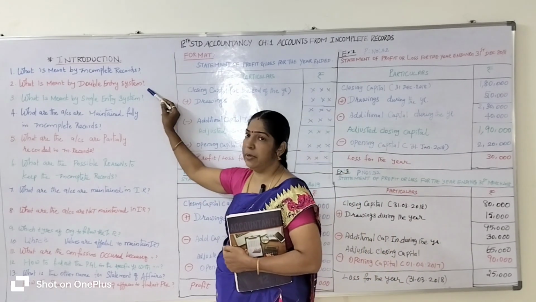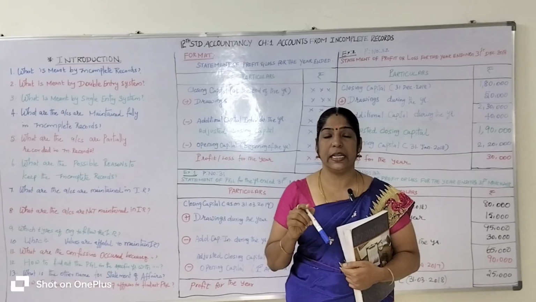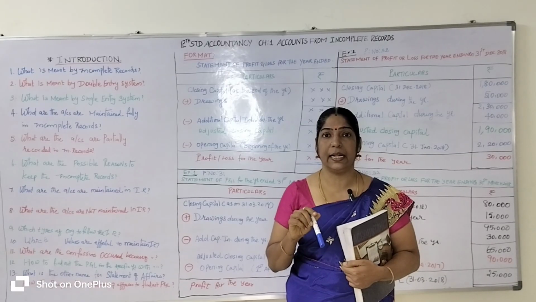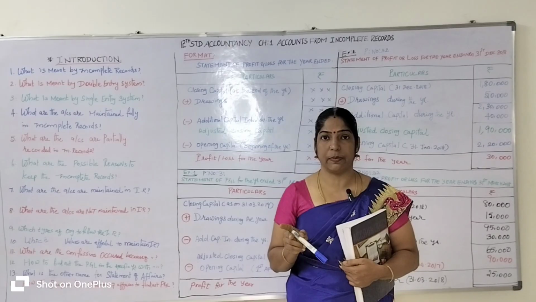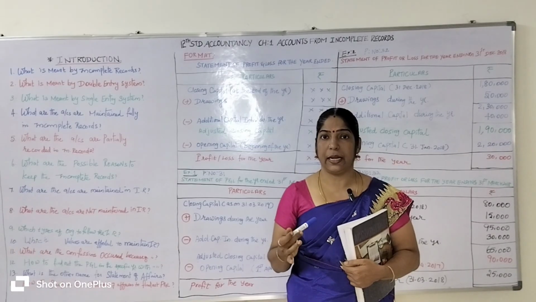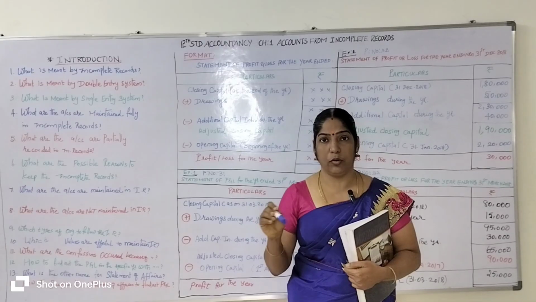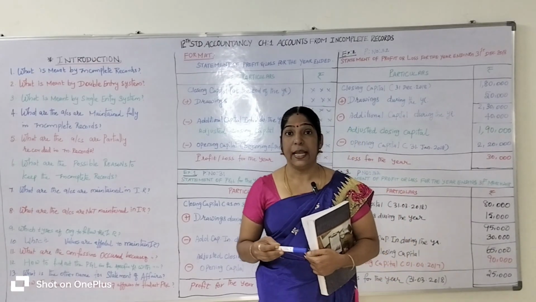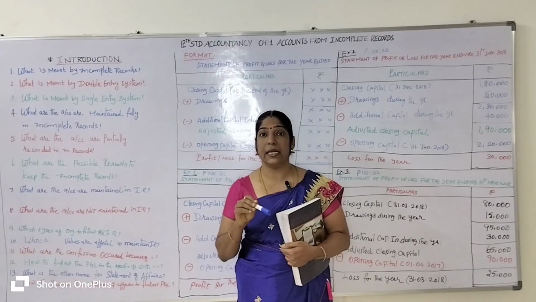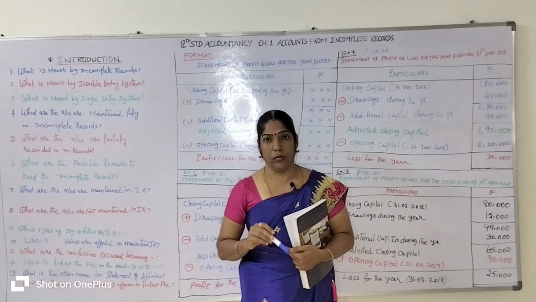What is meant by double entry system? Double entry system means each and every transaction has at least two accounting aspects, or twofold aspects. What are they? Debit aspect and credit aspect. Debit is always equal to the credit. That is called twofold aspect. Each and every transaction has at least two accounting aspects.